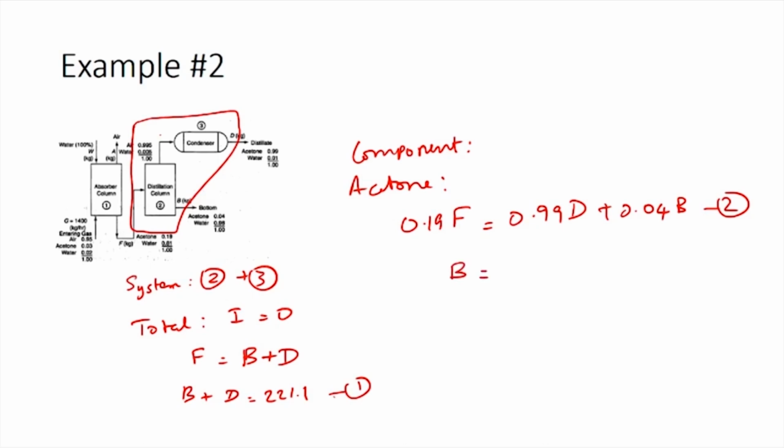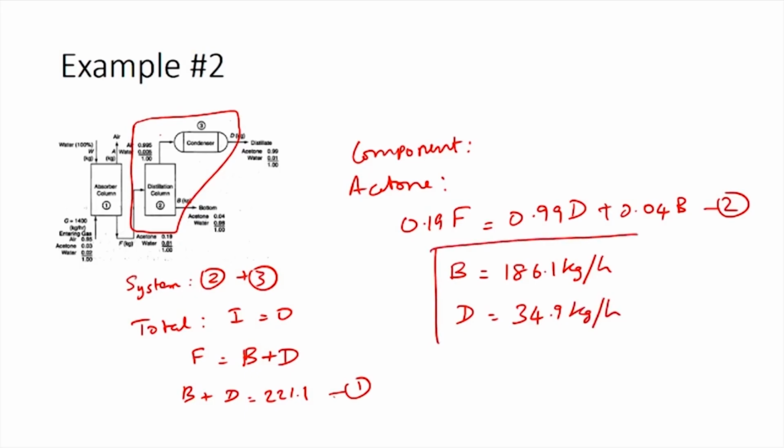So B would be 186.1 kilograms per hour and D would be 34.9 kilograms per hour. So using the right systems, we were able to solve for all the streams which have been asked for.